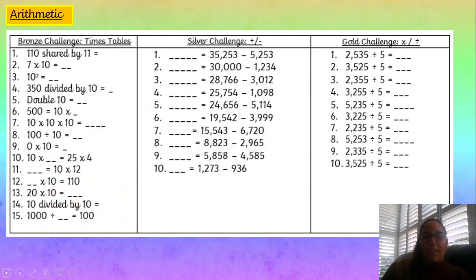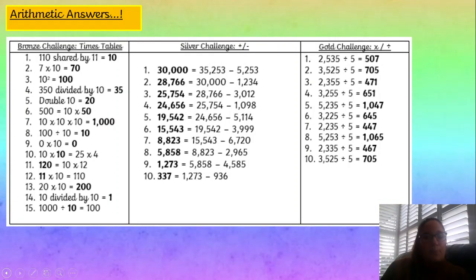Okay, so your arithmetic is here. You have got 10 times tables. You've got a silver challenge, which is subtraction with the answer at the front, and a gold challenge, which is dividing by 5. So good luck with that. Pause the video and come back when you're ready. Okay, so here we are. Here are your answers. Double check those, make sure you've got them all correct.